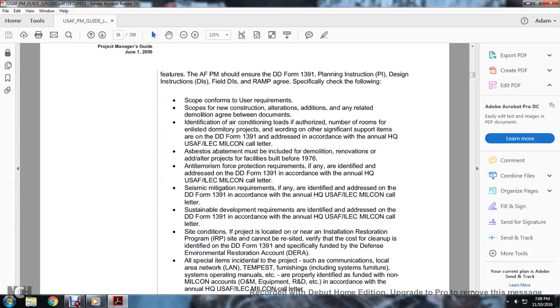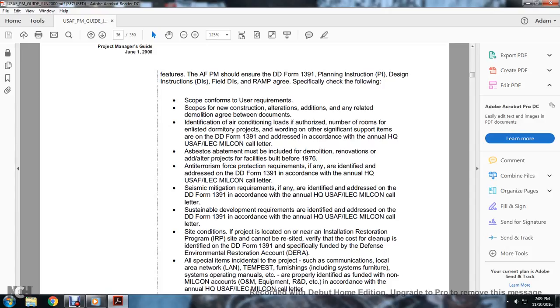Seismic mitigation requirements, if any, are identified and addressed on the Department of Defense Form 1391 in accordance with the annual headquarters U.S. Air Force Engineering Corps Military Construction call letter. The sustainable deployment requirements are identified and addressed on the Department of Defense Form 1391 in accordance with the annual headquarters of the U.S. Air Force Engineering Corps Military Construction call letter.